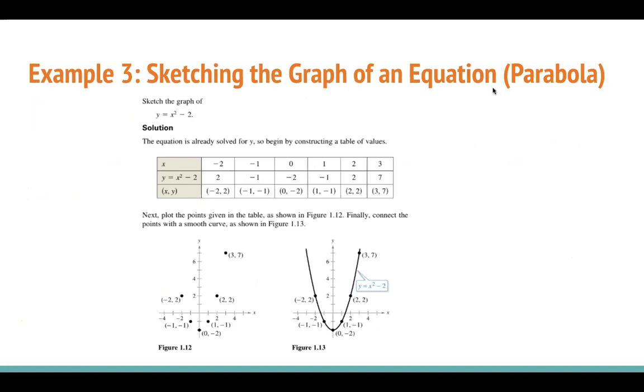Next is sketching the graph of an equation, but this time we're going to do a parabola: y equals x squared minus 2. For the solution, we just plug in values for x, and we'll get the returned values for y, and we'll find the solution points. Then we're going to plot the points. We plot all these points, and then we can just make a curve.